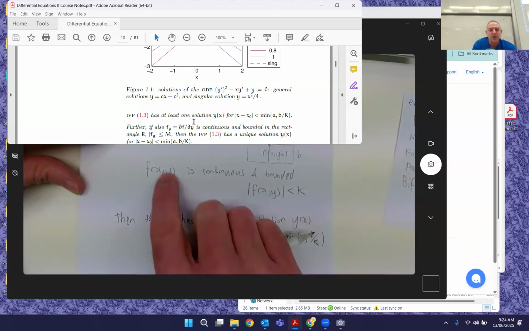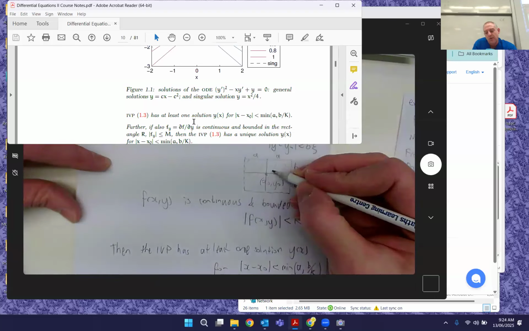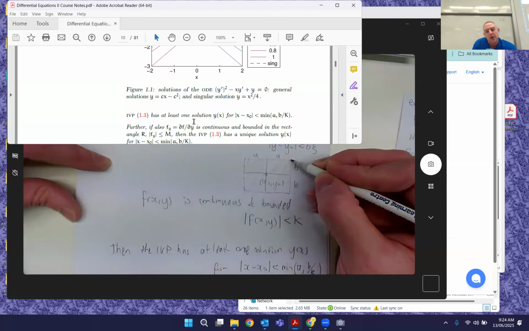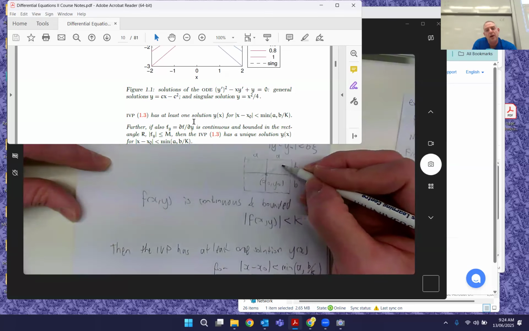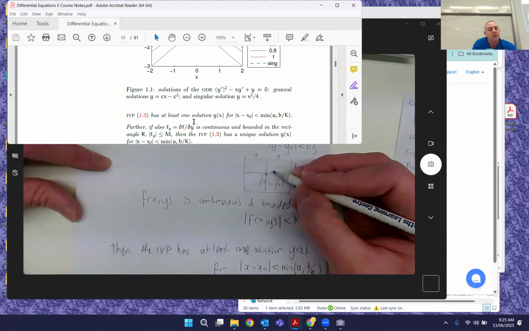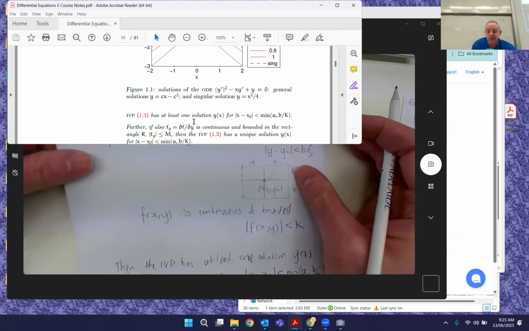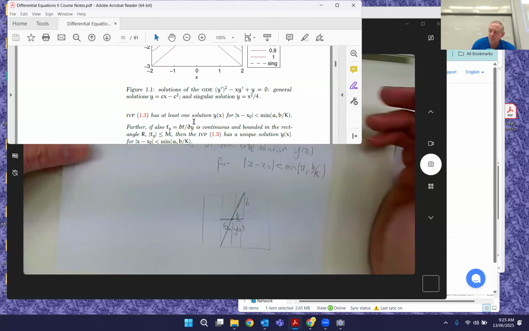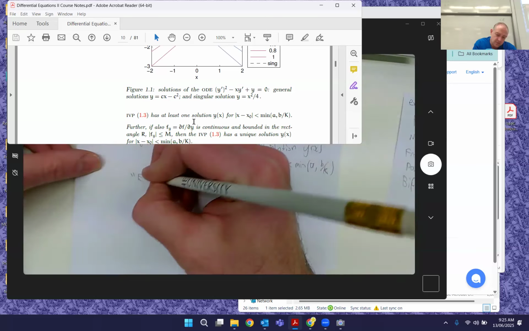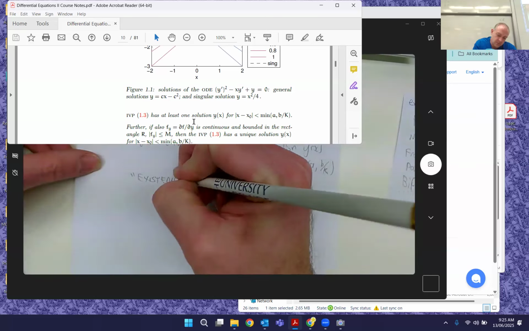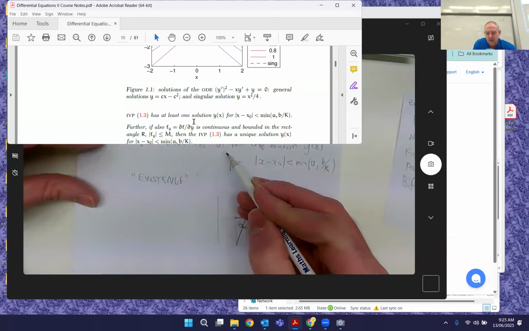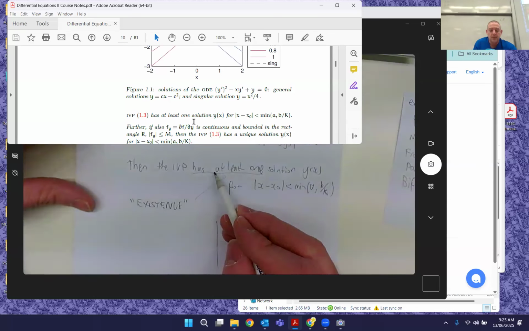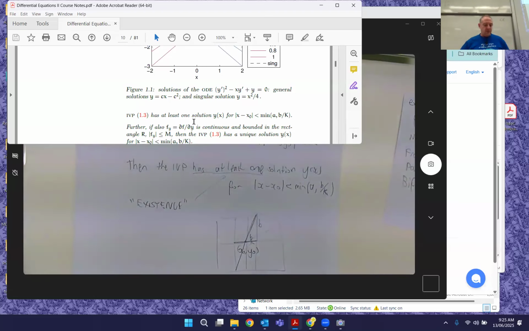So even though f of x, y is continuous here, and I would like to draw my graph of my function through this point, I may not be able to continue it all the way to the edge of the box. It may have to stop somewhere. Okay. And then so that's the existence part. So this part's existence, because it says there's at least one. So that's saying that a solution exists.